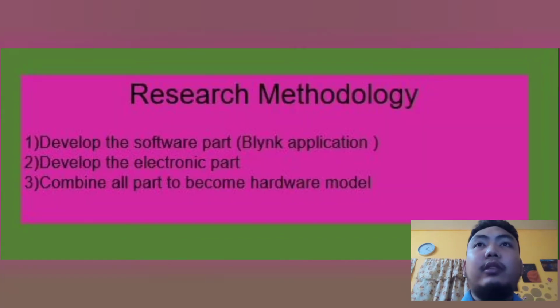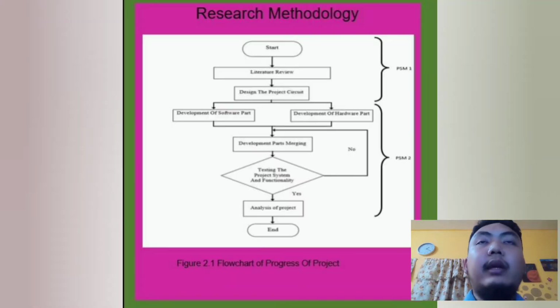So for the research methodology, I've outlined three main points, which is to develop the software part, using an application called Blynk. The next one is to develop the electronic part. And the third one is to combine all parts to become a hardware model. As you can see, this is the flowchart for my progress throughout PSM1 and PSM2 to finish this product.